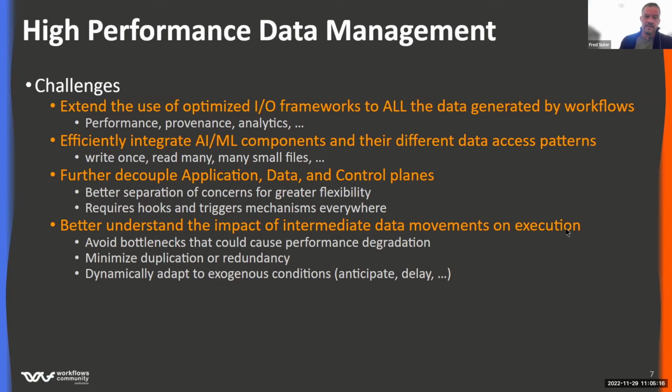And last but not least, how can we better understand the impact of all this intermediate data movement on the execution? How can we prevent bottlenecks, or minimize duplication and redundancy in data management? And how can we dynamically adapt to everything that happens outside the execution of the workflow? Can we anticipate data movement, or delay it, to be as efficient as possible?